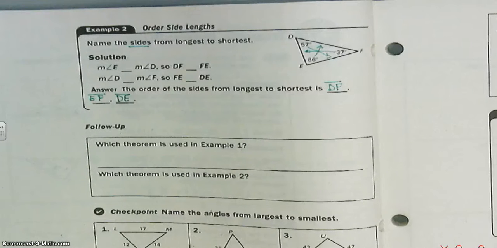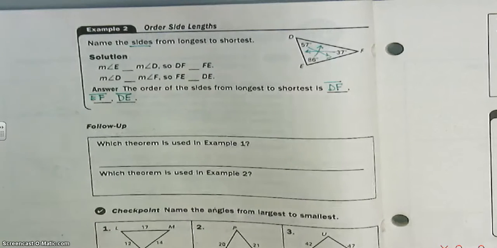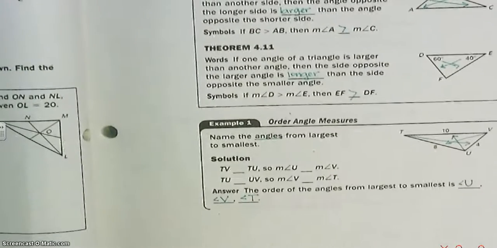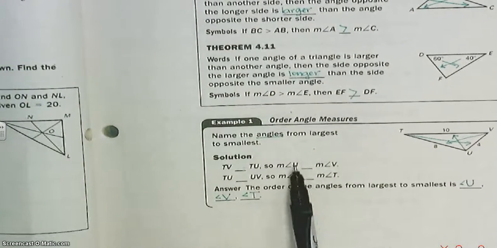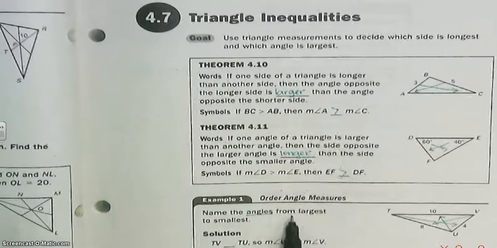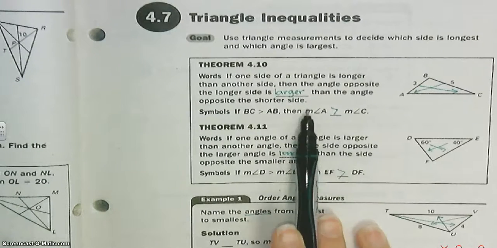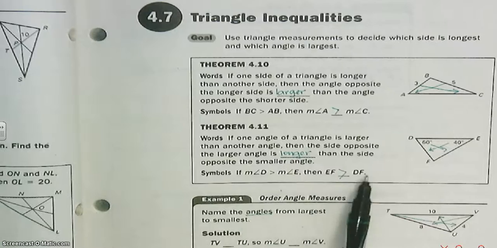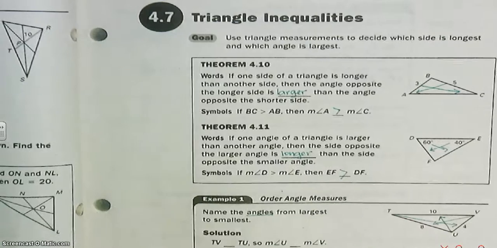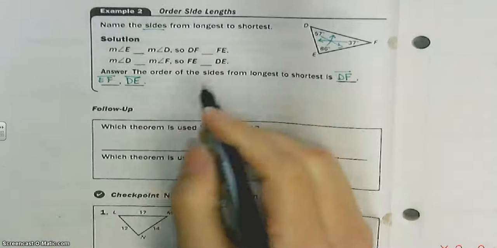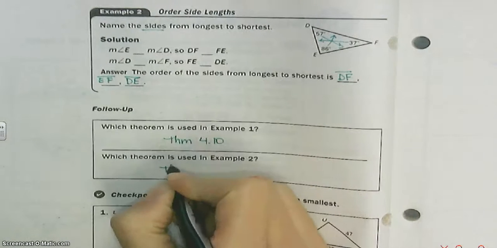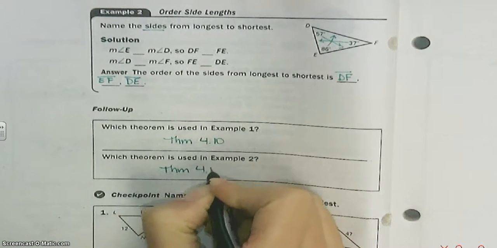All right, the follow-up says, which theorem is used in example 1? Well, in example 1, we put the angles in order. So notice this theorem talks about the angles being in order. This one talks about the sides being in order. So for this question, we used theorem 4.10, and here we used 4.11.